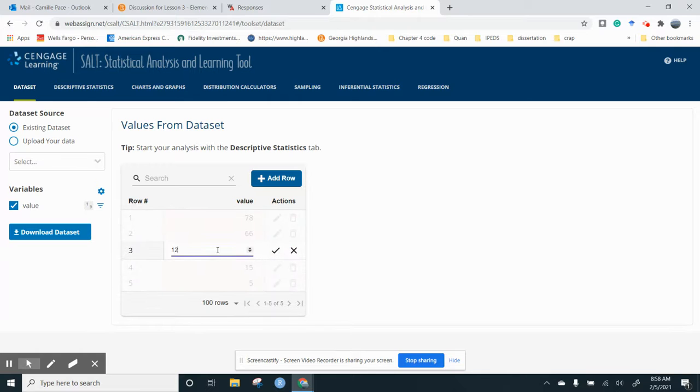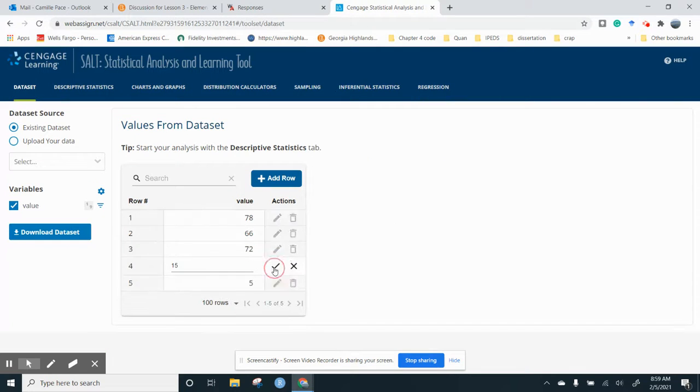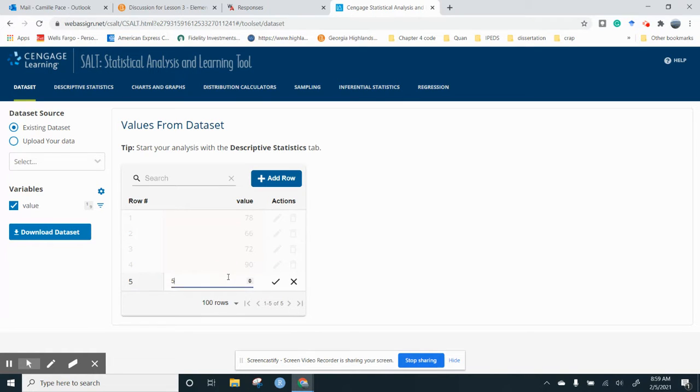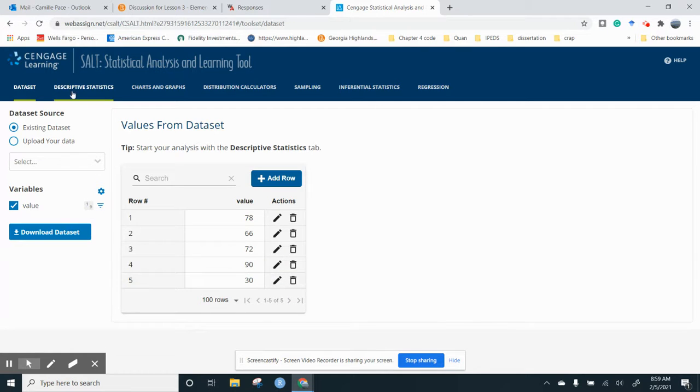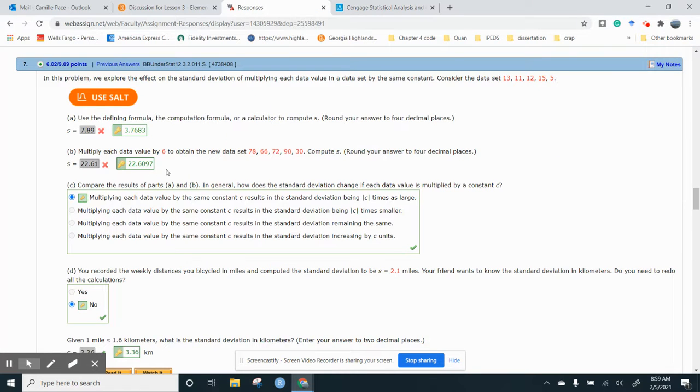This becomes 72. Let me make sure I'm checking myself because I always want to make sure I'm doing this right. 78, 66, 72, and then this is going to be 90. Okay, and this will be 30. Okay, so I've changed every data value. And then I go to descriptive statistics and look, now it's 22.6097, which is the correct number.